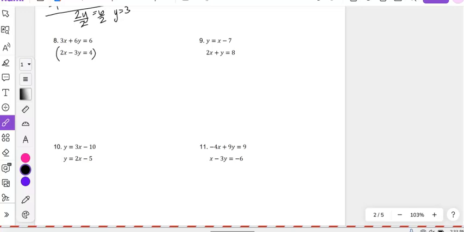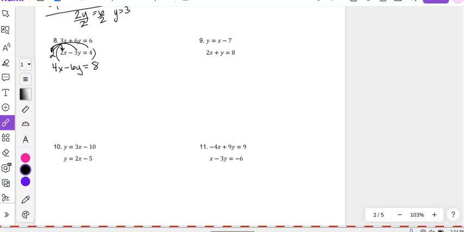Can I multiply 2 by anything to get the opposite of 3? No. Can I multiply negative 3 by anything to get the opposite of 6? Yes, I can multiply by 2. So I'm going to multiply the entire second equation by 2. I've got to distribute that throughout, so 2 times 2x is 4x. 2 times negative 3y is negative 6y. And 2 times 4 is 8.